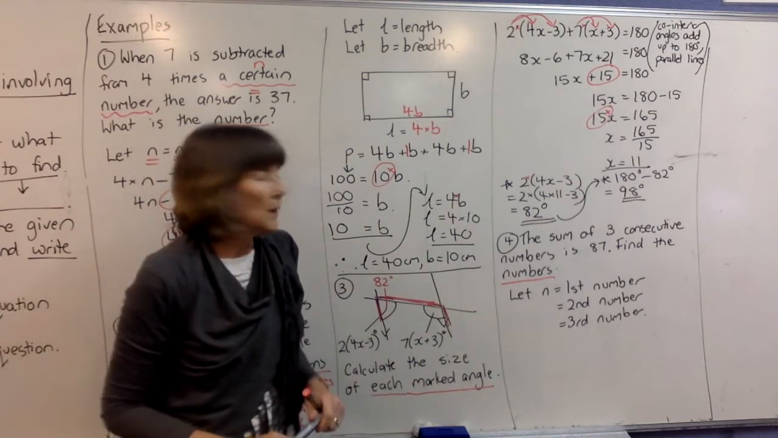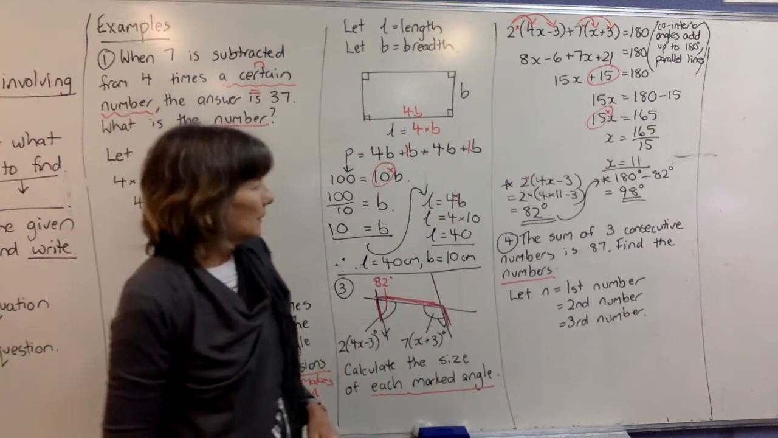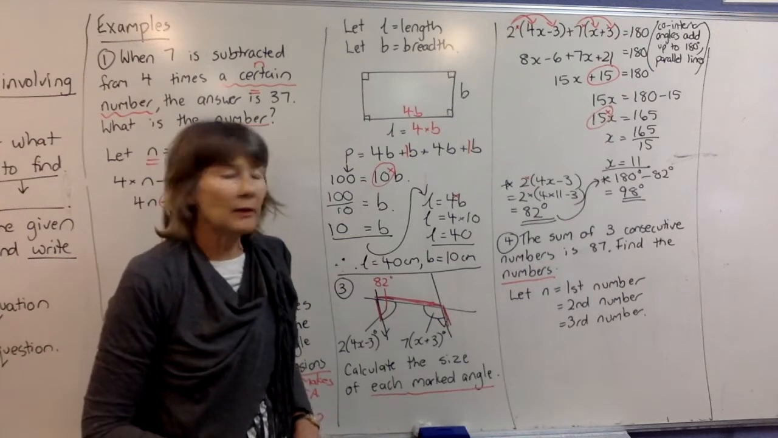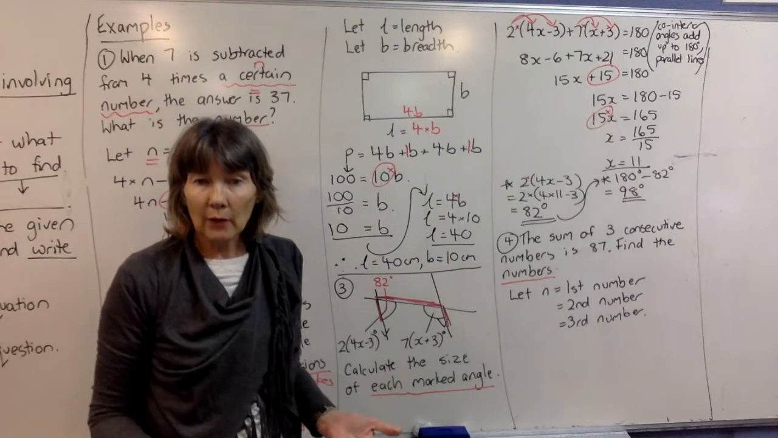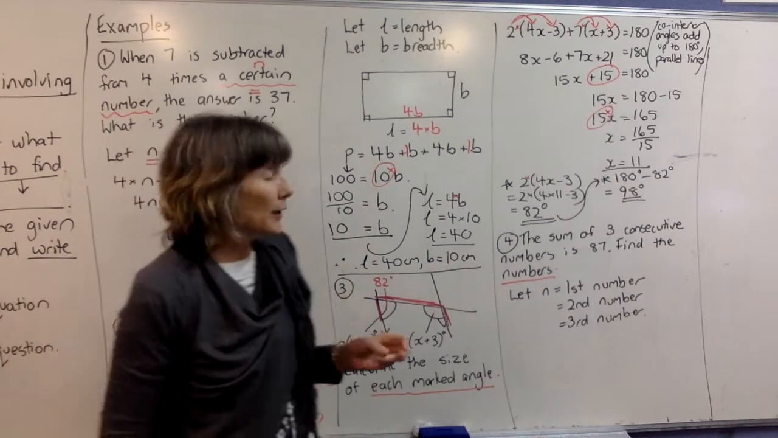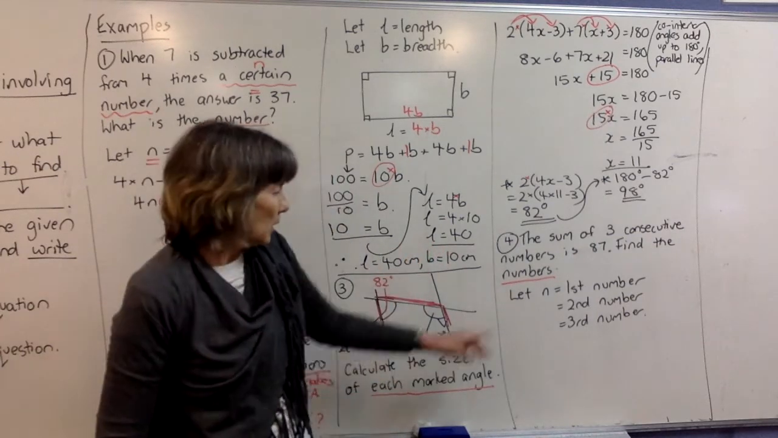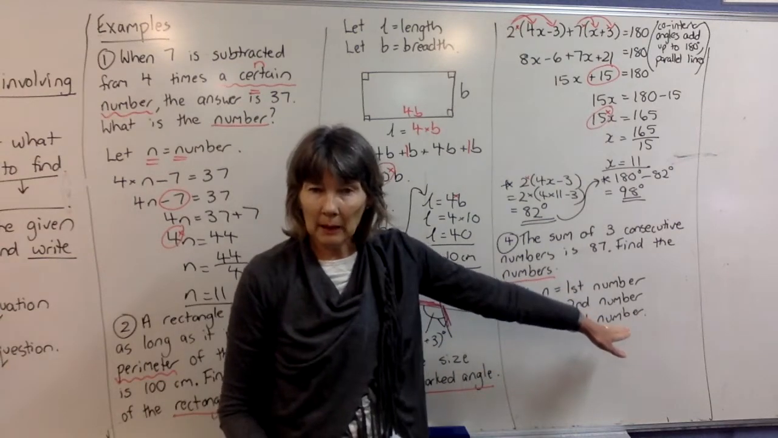All right, the next question we're doing, the sum of 3 consecutive numbers is 87. Find the numbers. So what are they asking for? The numbers. So there's 3 of them that you're finding. So we're going to let n equal the first number.